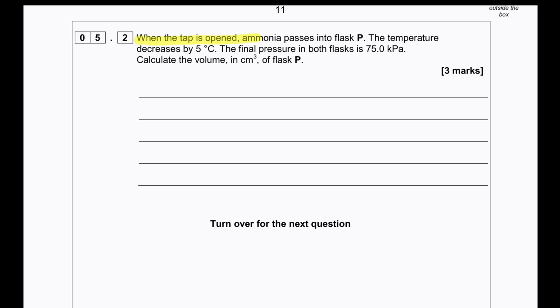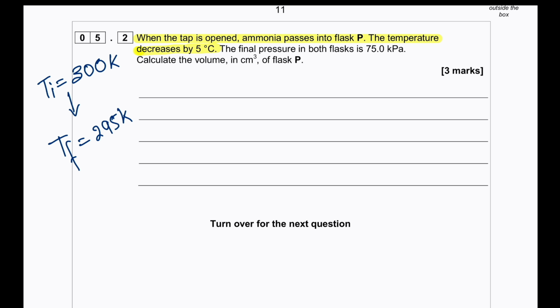When the tap is opened, ammonia passes to flask P. The temperature decreases by 5 degrees Celsius. So previously the temperature was 300 Kelvin and now it decreases by 5 degrees Celsius. So the final temperature will be 295 Kelvin.